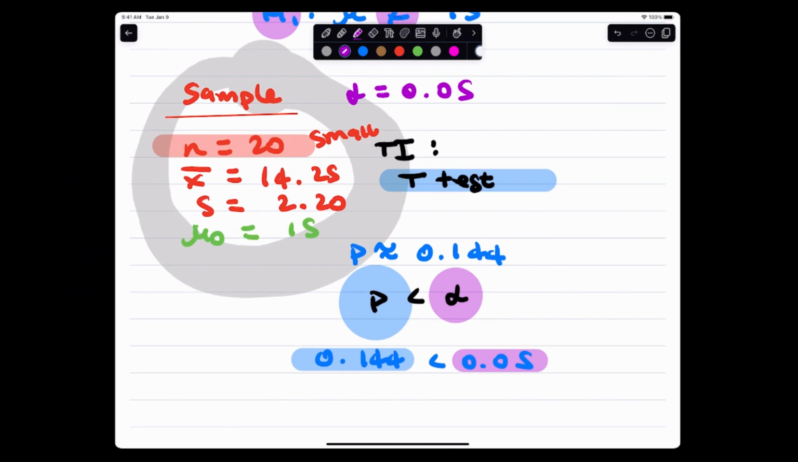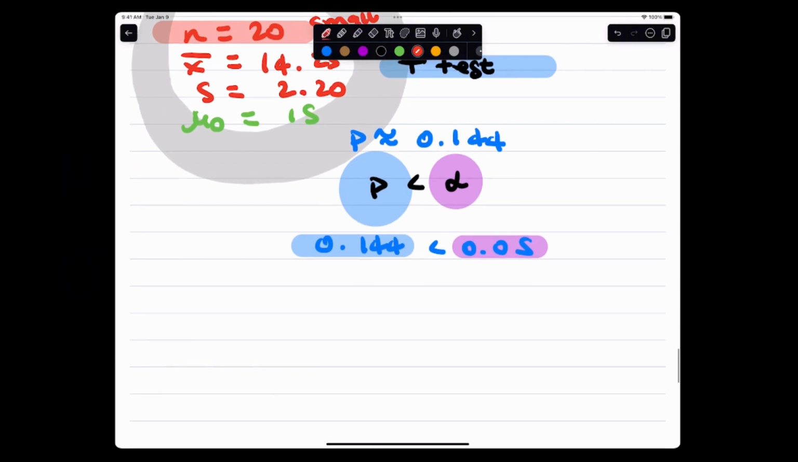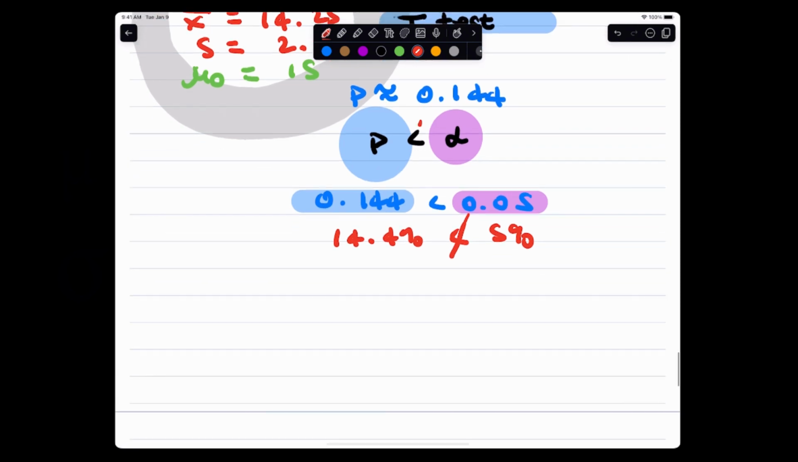Is that true? Is 14.4%, because remember, that's a percentage written as a decimal, smaller than 5%? No, it's not smaller. So the p-value is not low. What does that actually mean if this is not the case? You guys remember? Then you have to keep the what? You keep the null. Good.